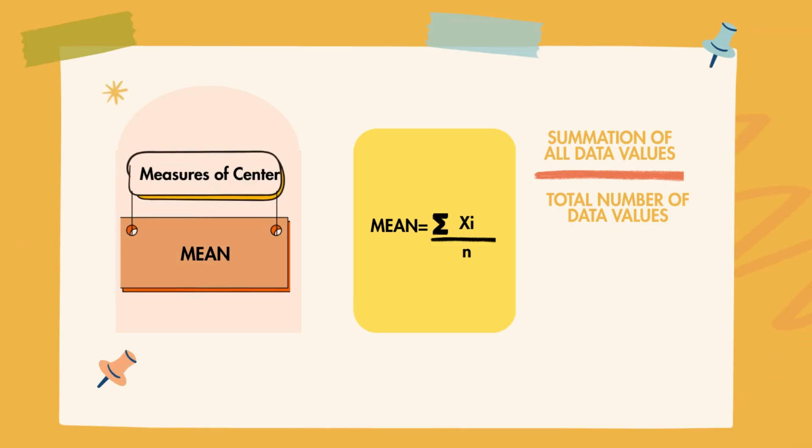Next we look at the mean, also known as the average. It finds the center of a dataset by equally distributing the total value across all observations. The sigma symbol in the formula means summation, or add all values. The process has 2 steps. First, add all data values, and second, divide the total by n, the number of values.